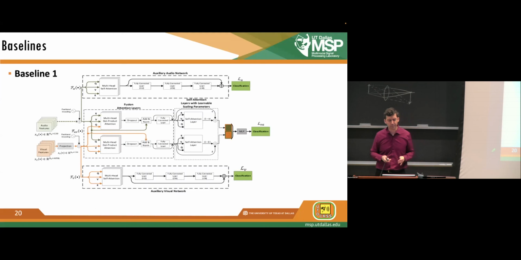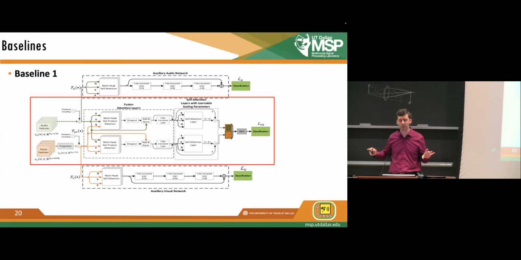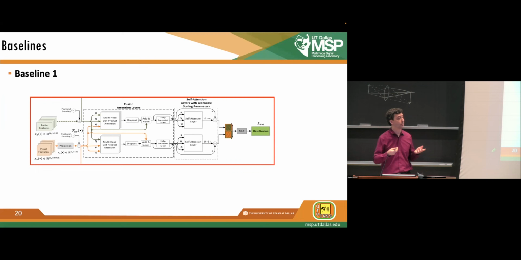For our baseline, we take our model, focus on the core part of it, and remove the auxiliary networks. So that baseline will tell us how it works.